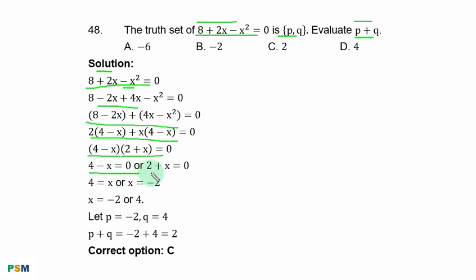You equate each term to 0. Here, you transfer minus s. It becomes plus s. You transfer plus 2. It becomes minus 2. You have s equal to minus 2 or 4. This implies that P is equal to minus 2, Q is equal to 4. Therefore, P plus Q is equal to minus 2 plus 4, and that is 2. The correct option is C.